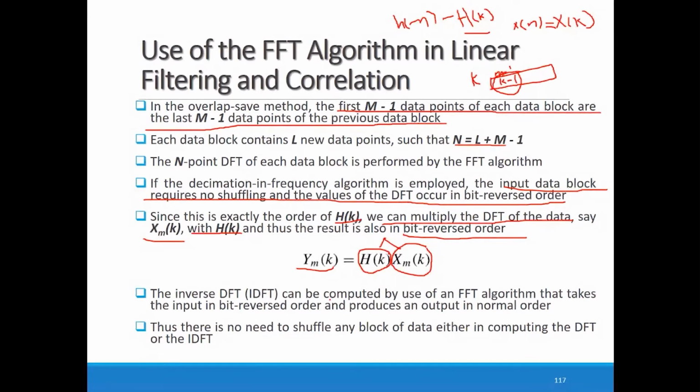Simply remember this: your output will become input. As the output is bit reverse, the input becomes bit reverse, and now the output becomes normal in the IDFT. So there is no need to shuffle any block of data either in computing the DFT or the IDFT. This is what we have done using linear filtering.